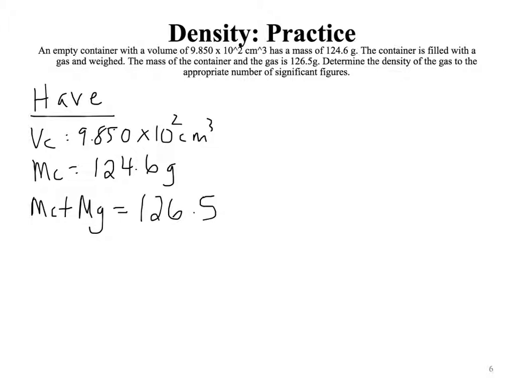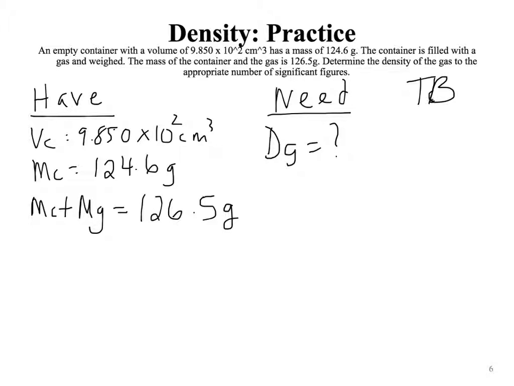So the container with the gas has a total of 126.5 grams. What do we need? Well, we need to determine the density of our gas, dG. And our toolbox, which I'm going to label as TB, is going to be the d, m, V triangle. Notice that triangle comes up often. So what I want to do first is utilize the formula. If we're going to solve for density, we cover that, and we know density is mass over volume.